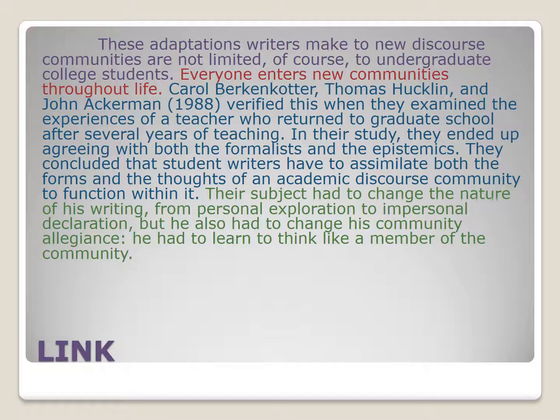The last part's the link. The link is here, like OWL suggests, at the very beginning of the piece. These adaptation writers make to new discourse communities are not limited, of course, to undergraduate college students. Here is our segueing from the previous discussion of undergraduate college students to a more broad topic of everyone entering new discourse communities. So we're segueing from one paragraph to the next.